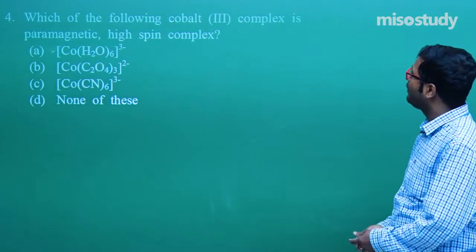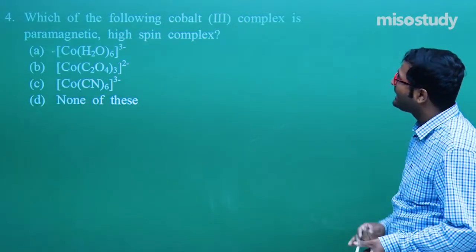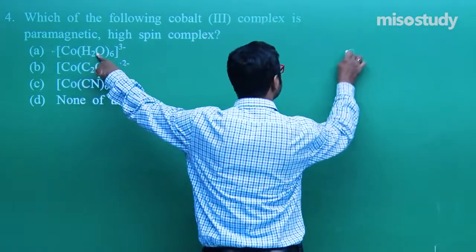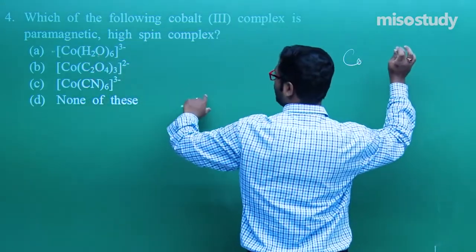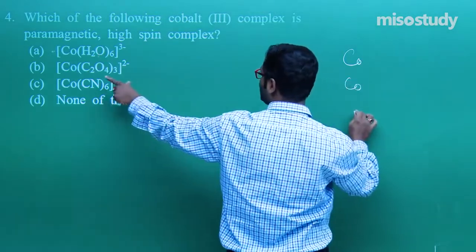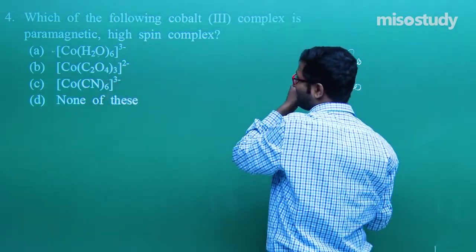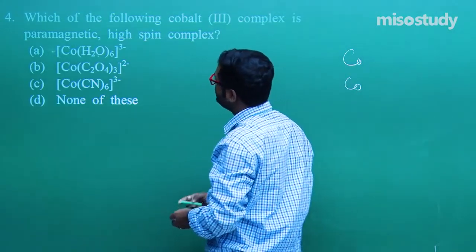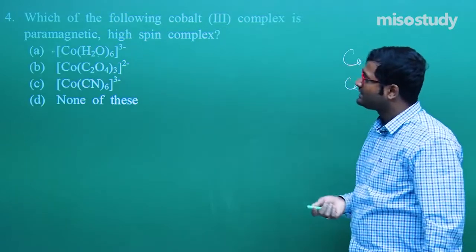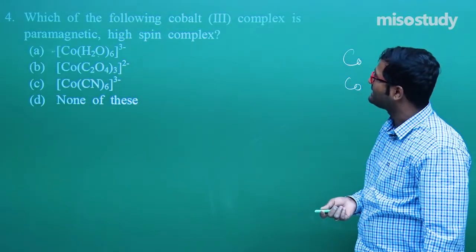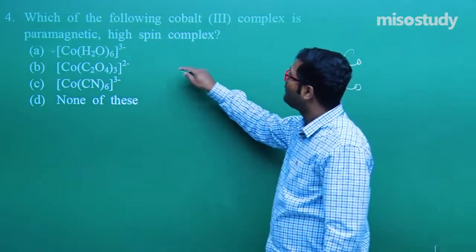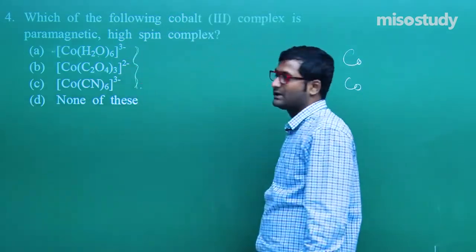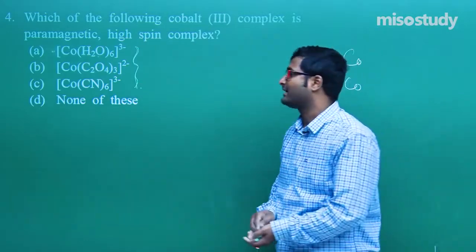Which of the following cobalt complexes is a paramagnetic high spin complex? If I talk about these complexes, Co, Co(C2O4), and Co(CN)6, clear to you? What will happen in this case? Check it out. In all the cases they form diamagnetic complexes, not paramagnetic complexes. What I'm telling is they form diamagnetic complexes.